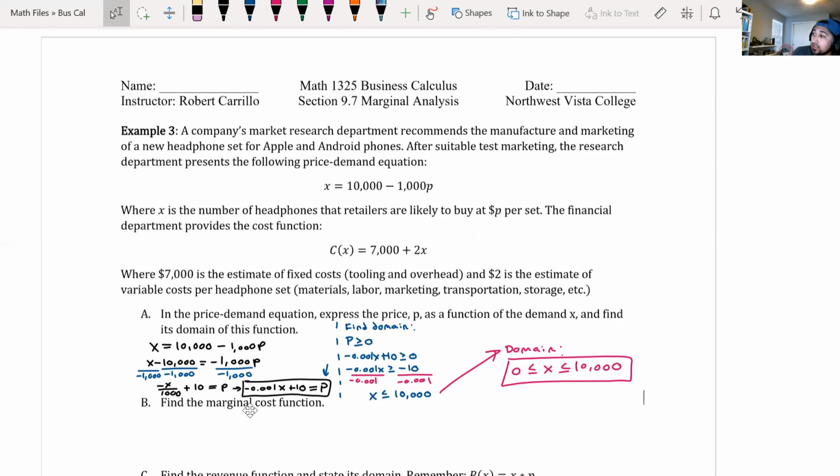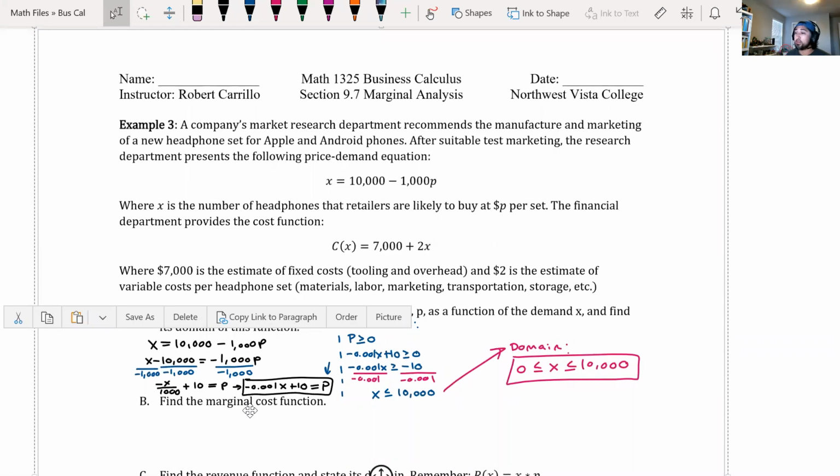So you just have to make enough headphones to be profitable, anywhere between 0 and 10,000. So hopefully we can find that number. All right, so there's our domain. The reason we find that is because it's telling us how many headphones or how much product we have to stay between in order to be a successful company, to be successful at sales.